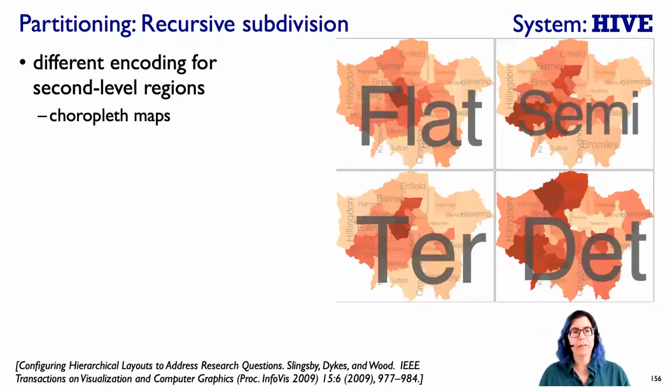Things don't have to be rectilinear. You could do something where after you split into the type of house, then you could show things as a geographic, in this case, a choropleth map. So many options here.